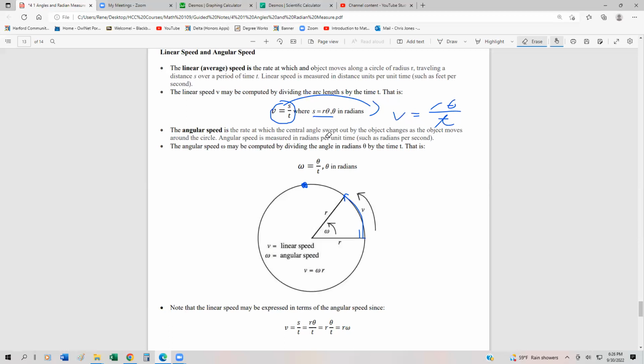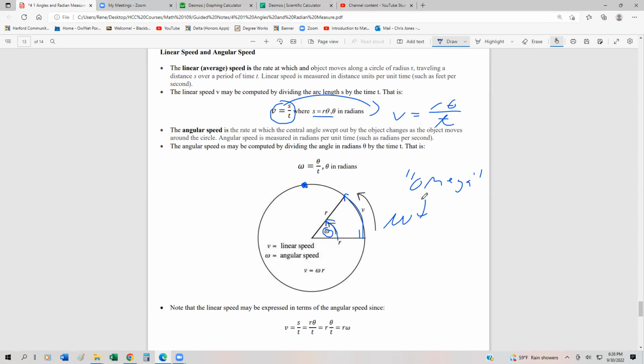Now, the angular speed is basically the rate at which the interior angle is being swept out. Okay, so basically it's going to be this variable here. We call that omega. So we have w as omega. That's just in Greek. It kind of looks like this w. That's the best I can draw it, and that's the rate at which the central angle is being swept out. Now, omega is equal to theta over time. Okay, that's actually even easier.